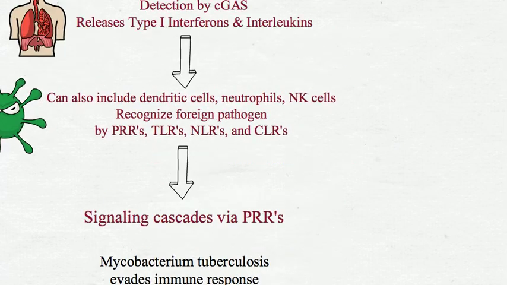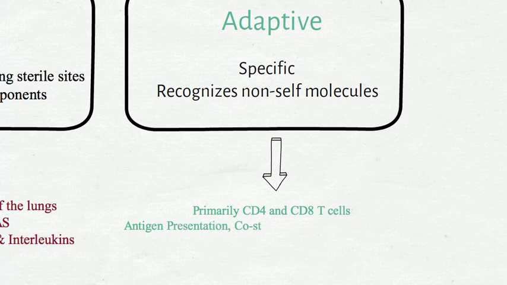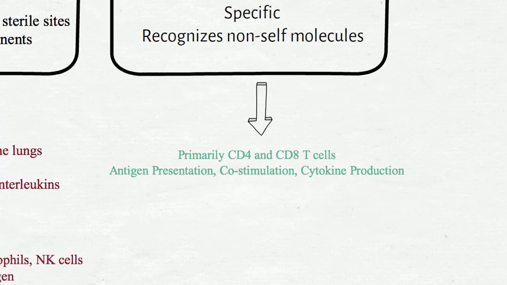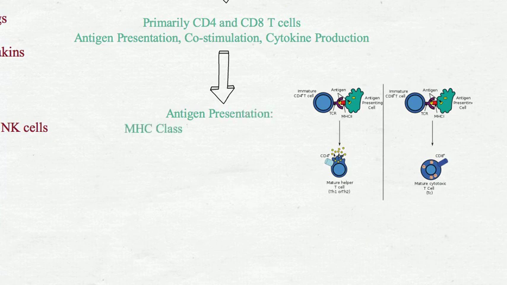The adaptive immune response of tuberculosis is T cell dependent, involving primarily CD4 and CD8 T cells. The adaptive immune response for this bacterium is characterized by processes such as antigen presentation, co-stimulation, and cytokine production. Antigen presentation occurs by MHC class II molecules presenting mycobacterial proteins to CD4 T cell receptors and MHC class I molecules to the T cell receptor of the CD8 cell.